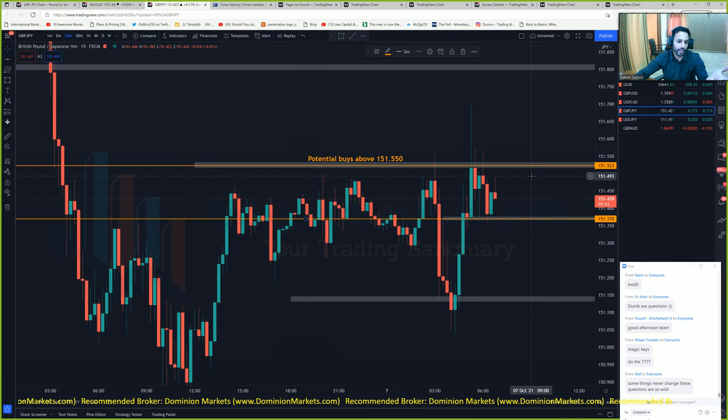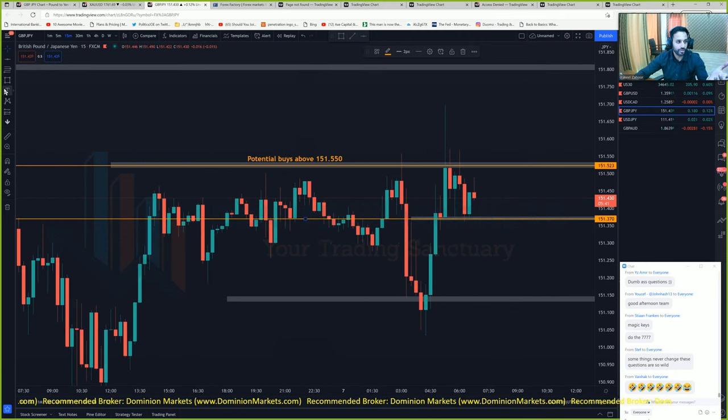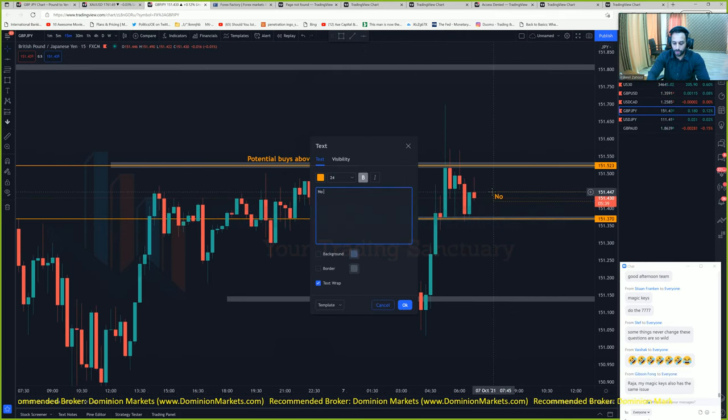So again, pound yen is just consolidating over here. So this is going to be a no trade range, no trade range right here.